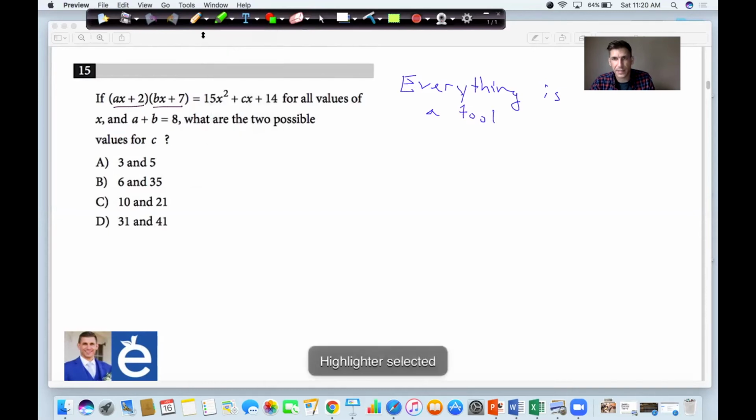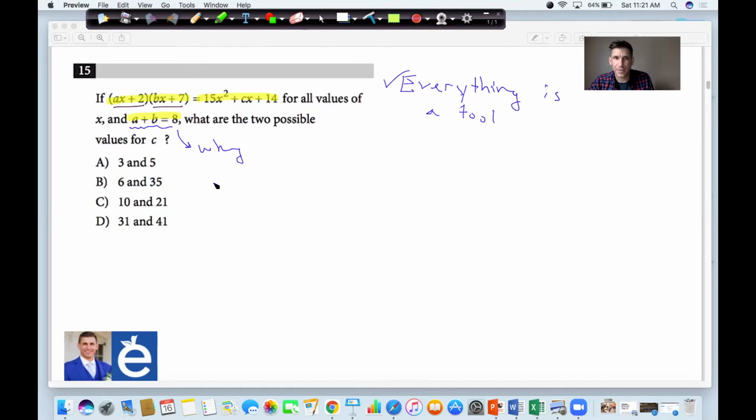So that way it makes it a little bit easier for you. It says ax plus 2 times bx plus 7 equals this, that's a given, okay? It also says a plus b equals 8, and asks what are two possible values of c. A plus b is a given. Now, this is sort of the wild card. Why are they giving you a plus b? Why is it necessary to give you a plus b in order to solve this problem? That's what you need to think about. And remember, everything's a tool.